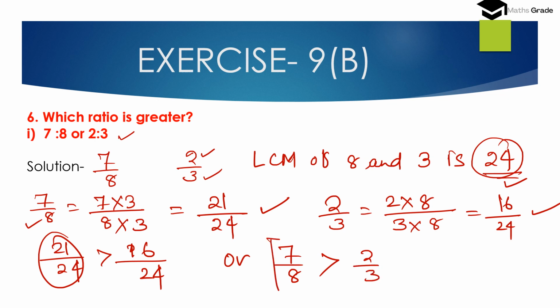Now 7 divided by 8 is greater than 2 divided by 3. So 7 divided by 8, that is 7:8, is the greater ratio.